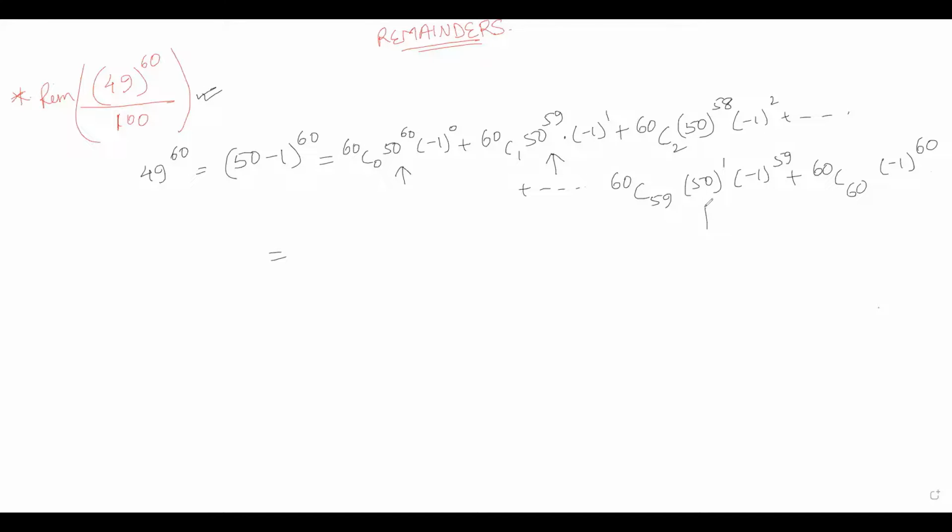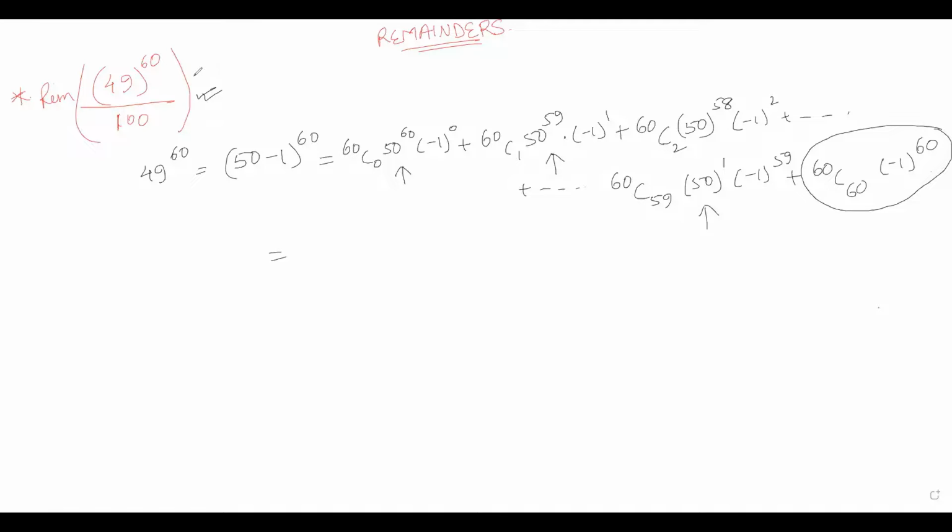And in the second last term, we have 60C59 times 50 into minus 1. And 60C59 is same as 60C1, which would be 60. And 60 times 50 will give us 3000, which will again contain 2 zeros. So all the terms in this expansion, except the last term, will have 2 zeros.